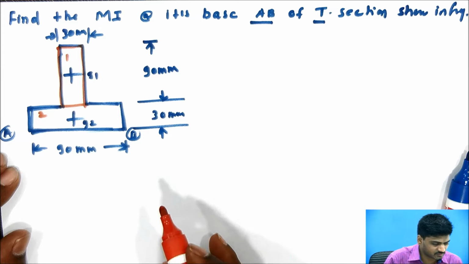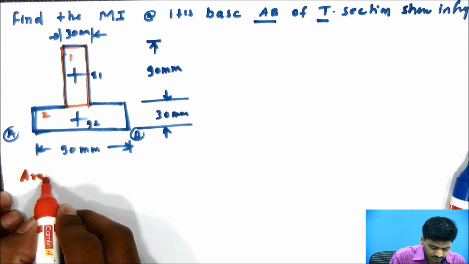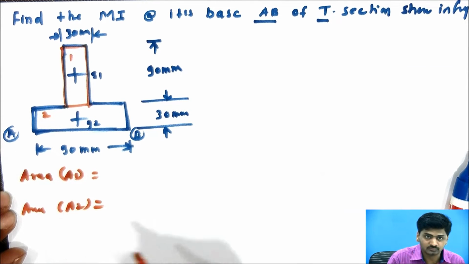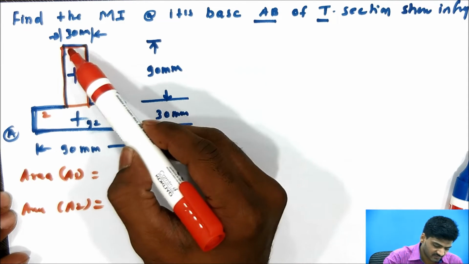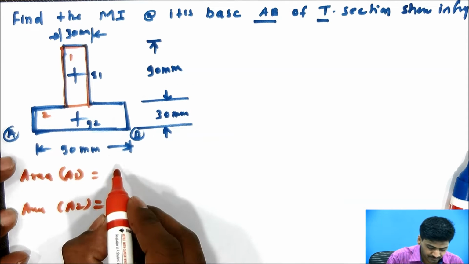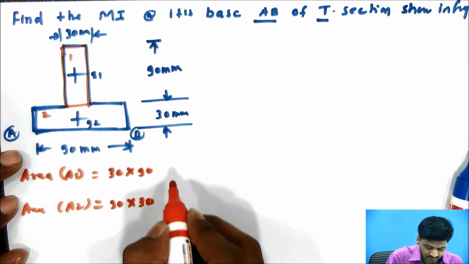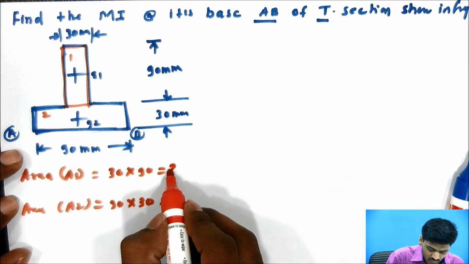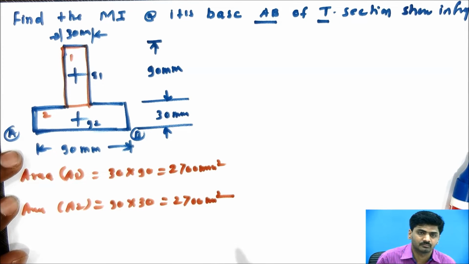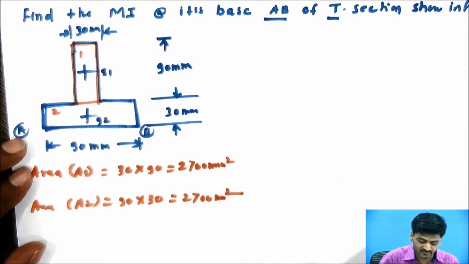Your first step is to calculate the area. I am calculating the area of the first figure, that is A1, and the area of the second figure, that is A2. The area is B into D: 30 into 90 for the first figure, and 90 into 30 for the second. So you will get 2700 mm square. This is the area.